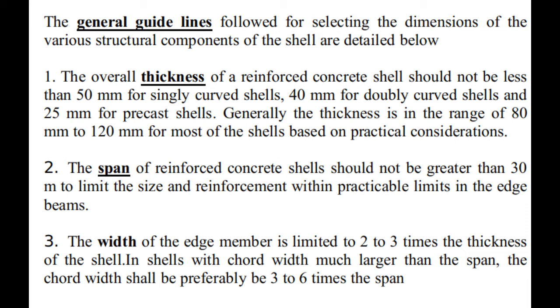This is keeping in view the practical considerations of designing the edge beam. The third point is the width of the edge member. It is limited to 2 to 3 times the thickness of the shell. That means the width of the edge member should not be more than 2 to 3 times the thickness of the shell. Now in shells with chord width much larger than the span, the chord width shall preferably be 3 to 6 times the span.